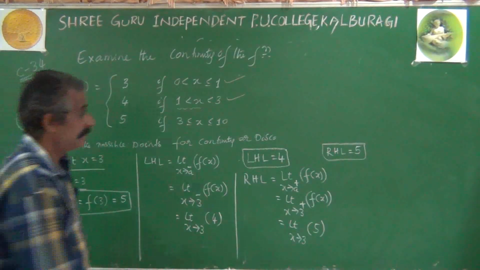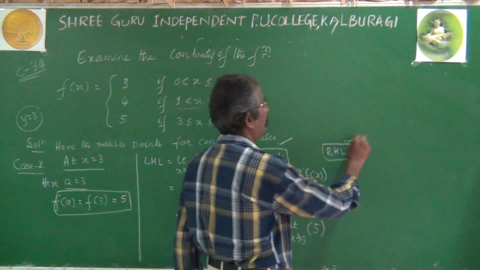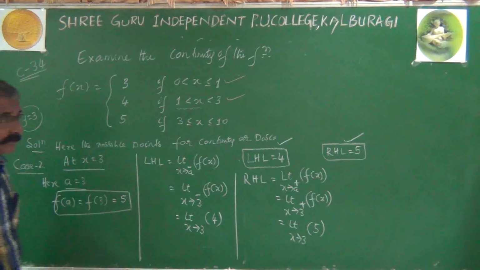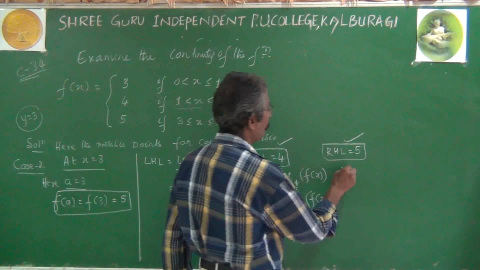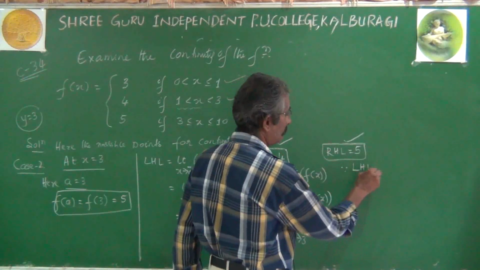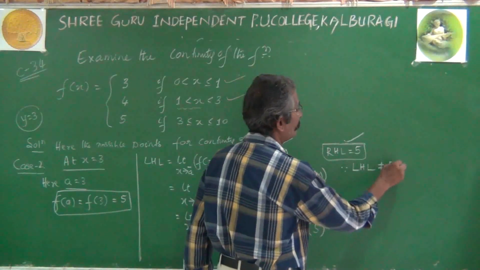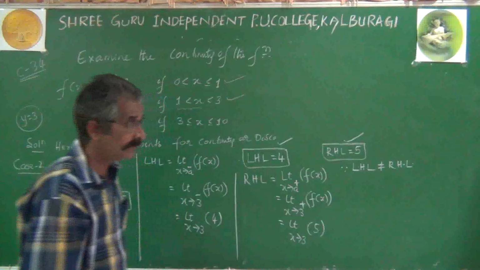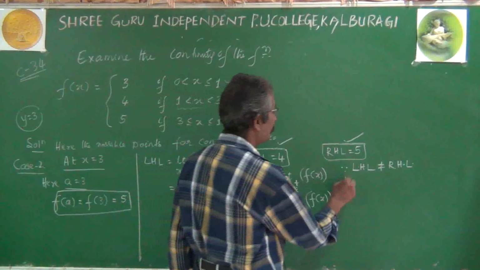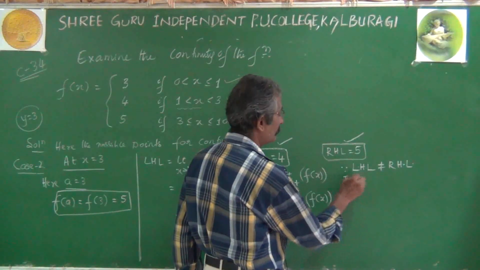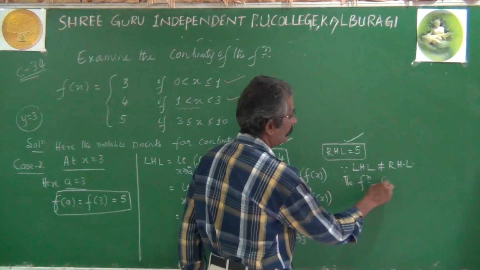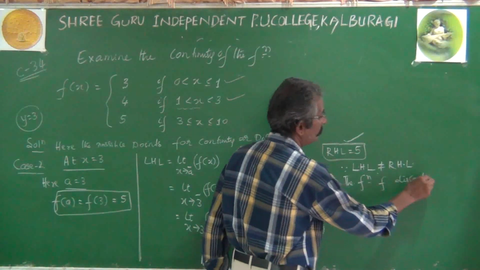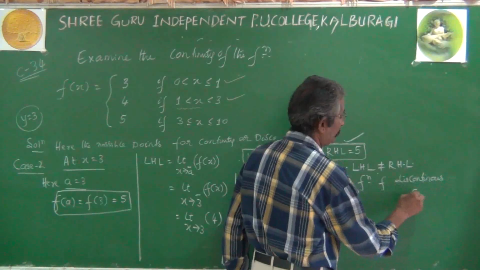What you can observe: left hand limit 4, right hand limit 5, they are unequal, so the function is discontinuous. Since LHL not equal to RHL, therefore the function f is discontinuous at x equal to 3.